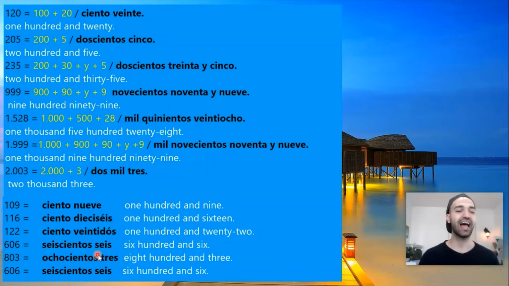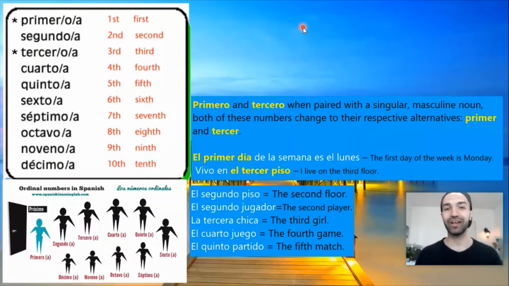How can we read this number? 803. And finally, how can we read this number? 606. Now let's finish our lesson by learning the ordinal numbers in Spanish, los números ordinales.